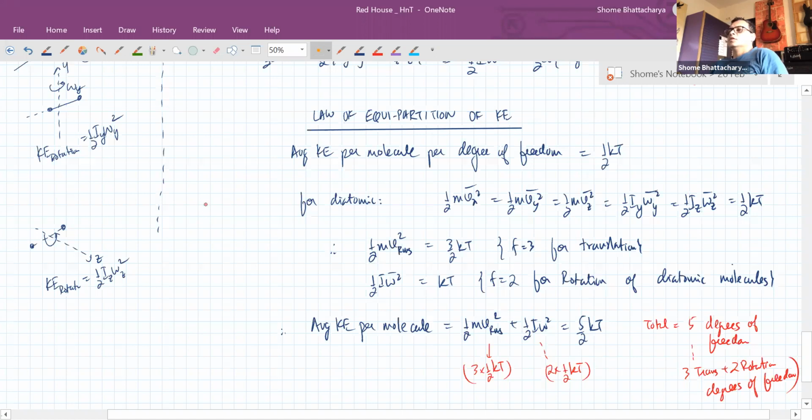Degrees of freedom. So from this, what we remember is that diatomic molecules have total degrees of freedom equal to 5. We just refer to it as degrees of freedom. There is one exceptional case I will discuss about diatomic molecules also, but in general, the default value of degrees of freedom we take for diatomic molecules is always 5.